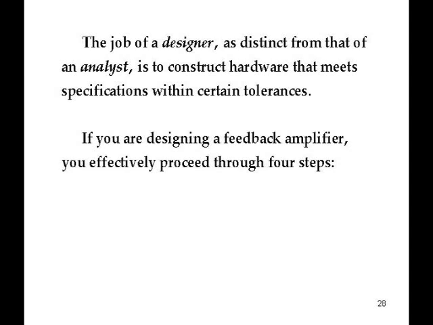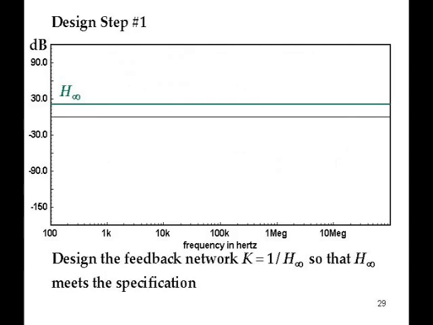The first one is to design the feedback network itself so that you get the desired ideal closed-loop gain H infinity. And H infinity is 1 over K. It's the reciprocal of the feedback path transmission. And everyone knows that. It's very easy to design that box. You just make a resistive divider whose value is the reciprocal of the closed-loop gain you want to get. So I've chosen an H infinity which is independent of frequency, but it doesn't have to be. It can be any frequency function that's required in the specification.